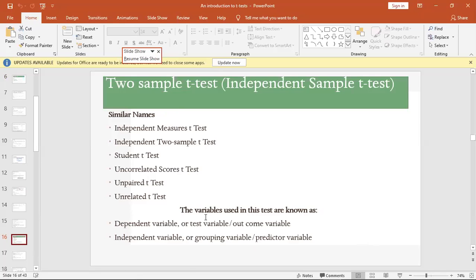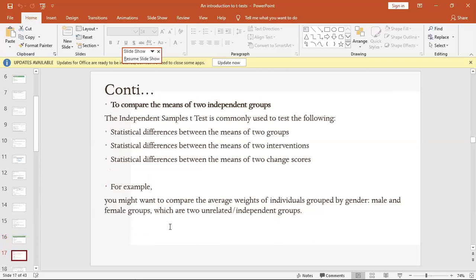know these terms. The variables used in the test are known as the dependent variable. Normally, after you complete writing your questionnaire, you need to identify your variables, whether they are dependent variables or independent variables. Normally, we call the dependent variable the test variable or outcome variable. We call the independent variable the grouping variable or predictor variable. So here, to compare the means of two independent groups, you normally use this two sample t-test to compare the means of two independent groups.